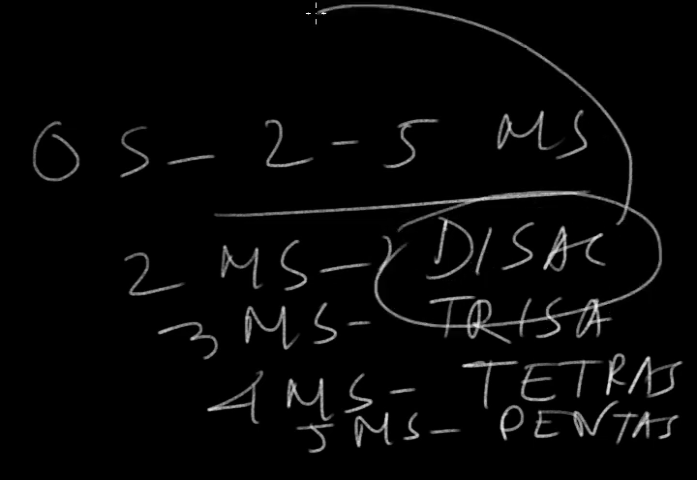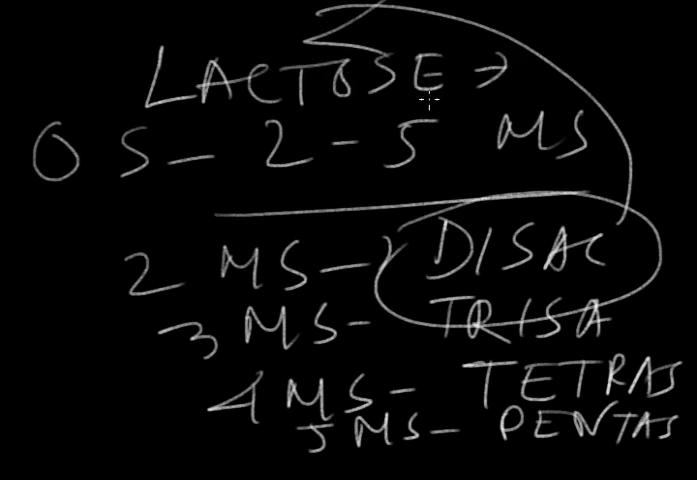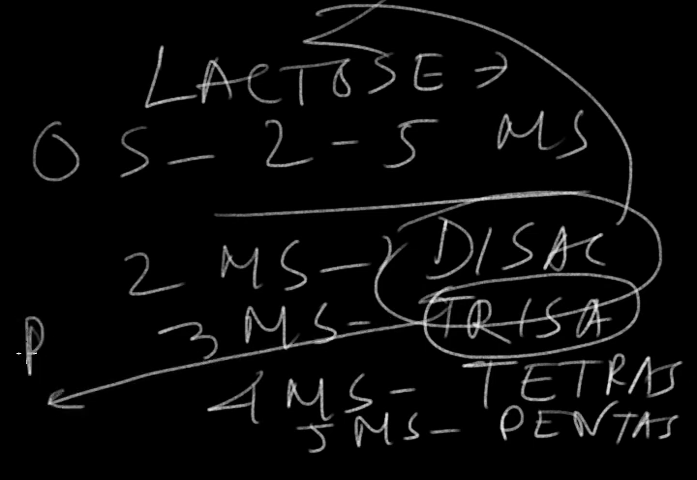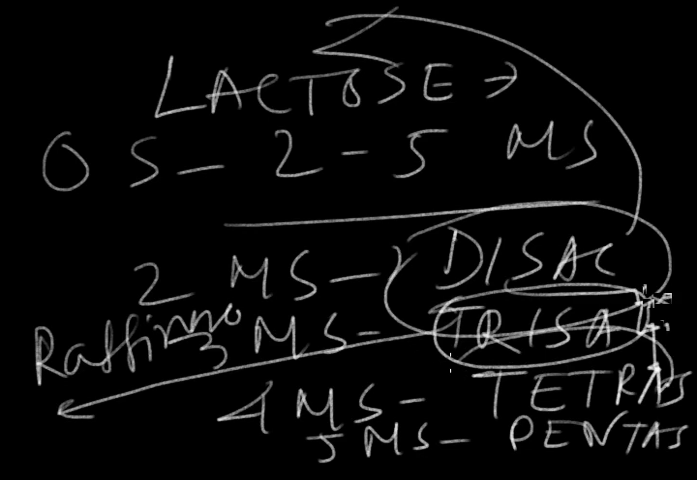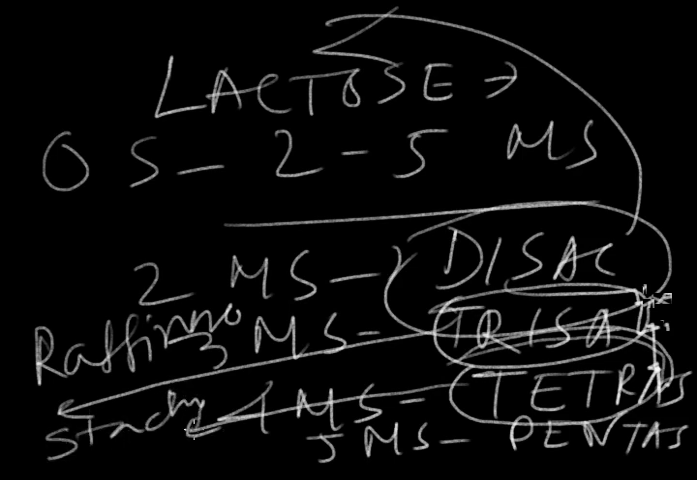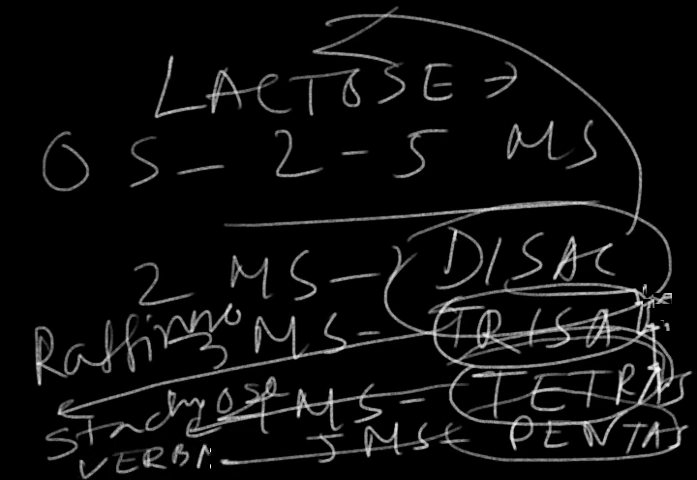Disaccharide goes to lactose, because on hydrolysis it gives 2 monosaccharides. Trisaccharide goes to raffinose, because on hydrolysis it gives 3 monosaccharides. Tetrasaccharide goes to stachyose, which on hydrolysis gives 4 individual monosaccharides, and the pentasaccharide goes to verbascose, which on hydrolysis gives 5 monosaccharides.